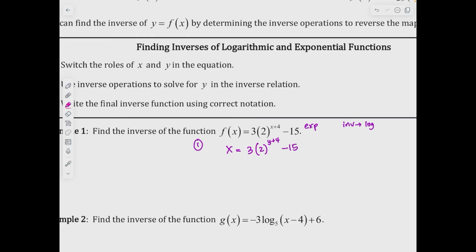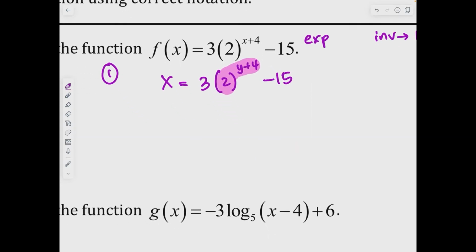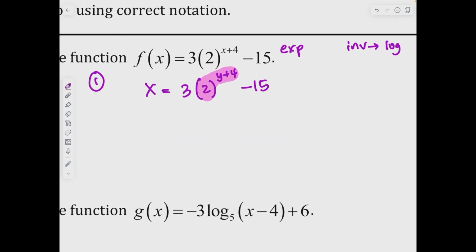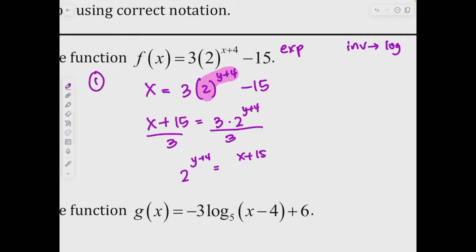Now in order to get the y by itself, the y is located in the exponent of the base 2. I'm going to highlight it so you can see it a little easier. The first thing I want to do is get that highlighted part by itself. There are 2 things I need to do. I need to add the 15 to the left side of my equation, and the second thing is I'm going to divide everything by 3. That's what allows me to get 2 to the y plus 4 power equal to x plus 15 over 3.